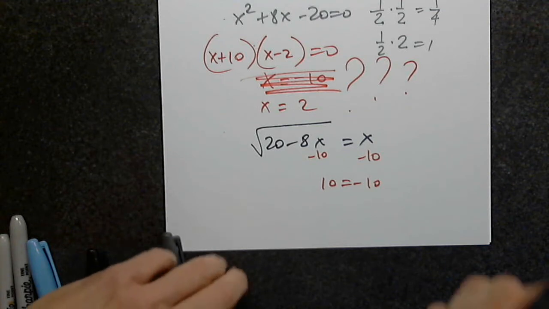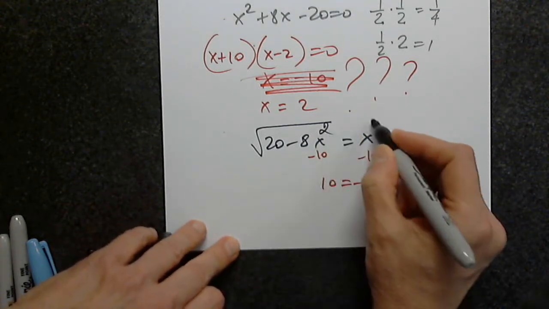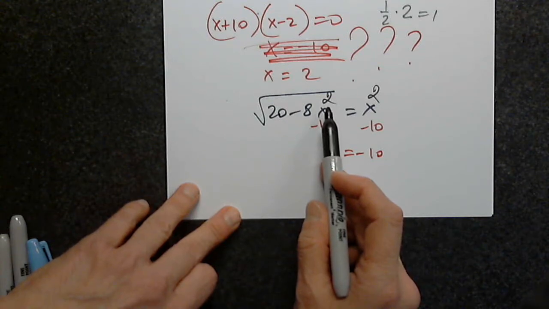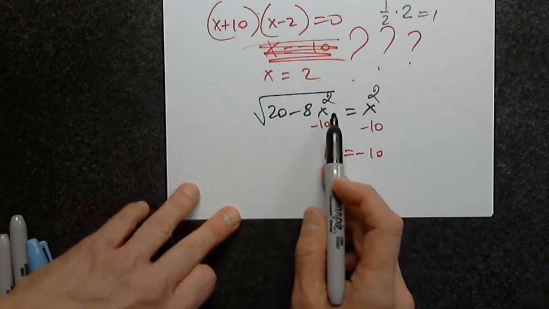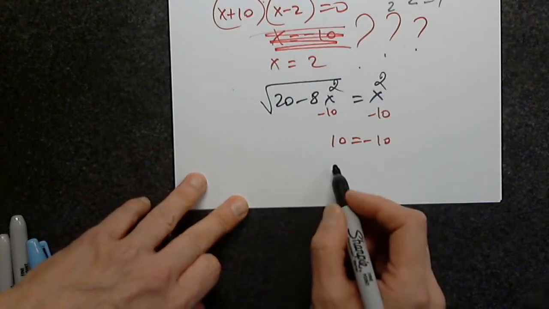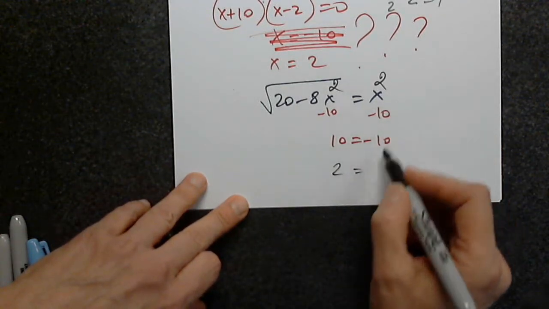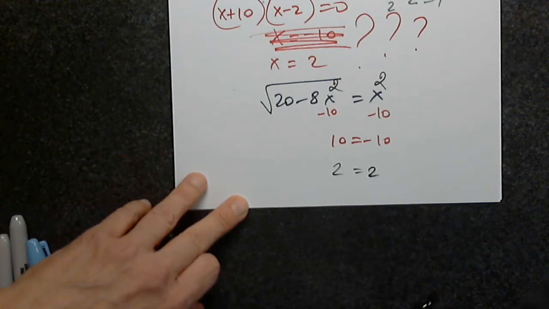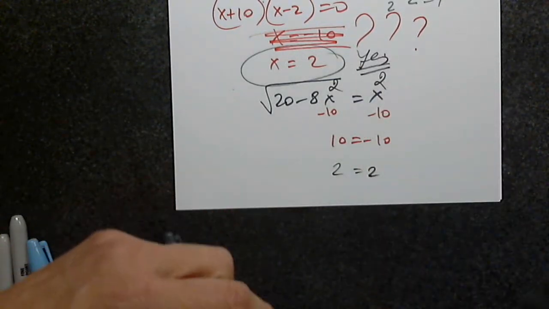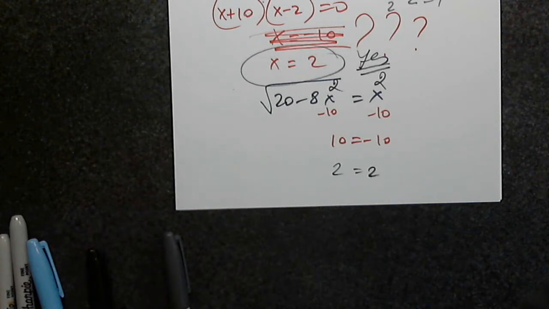So now the next step is I check 2. Negative 8 times 2. 20 minus 16. The square root of 4. 2. The right-hand side, 2. Do I accept x equals 2 as the only solution? I'll say yes. So now you see the process applied to where it belongs.